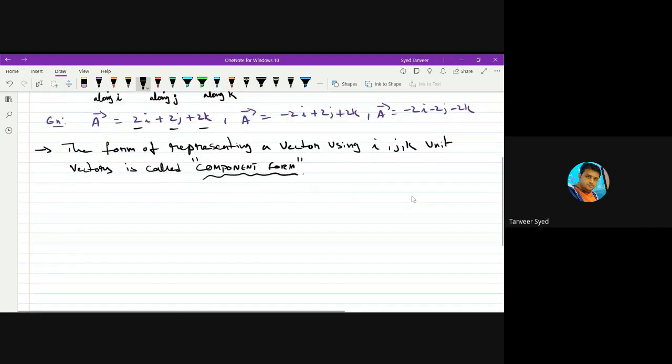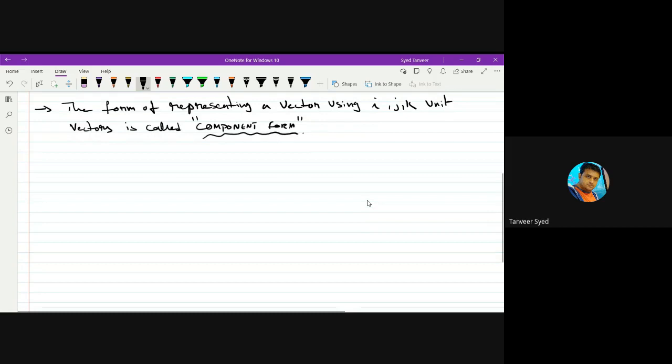Right. So after understanding unit vectors and what a vector represented using unit vectors means, now we can understand what is the magnitude of a vector, and how to find the magnitude of a vector.